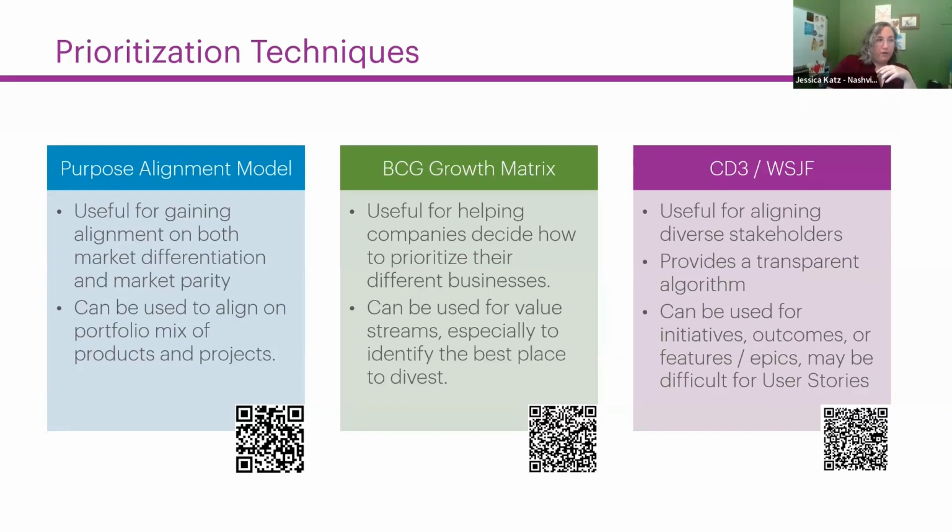The BCG growth matrix is useful for helping companies decide how to prioritize their different businesses. So under Elon Musk, we have Tesla, we have Twitter. I'm missing one. Oh, SpaceX, that's the other one. So he's got three different businesses.